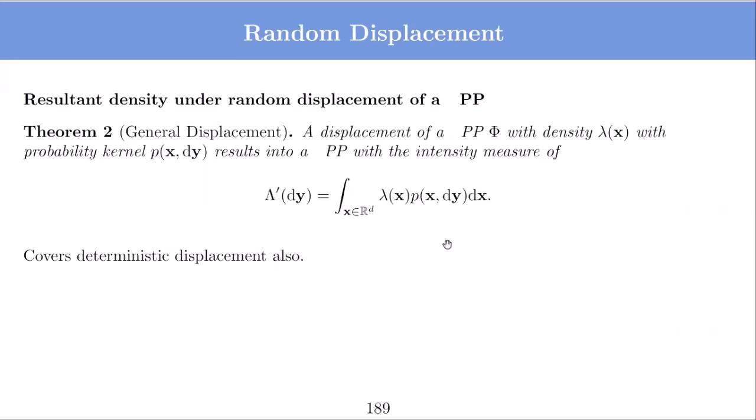And then you integrate it, because the original point can be anywhere. From any location, the point can move to dy. If you add all those small intervals, the total number of points which are now in set dy is given by this integration. And this is a general result. It will also cover deterministic displacements if you replace the probability laws by a deterministic law.